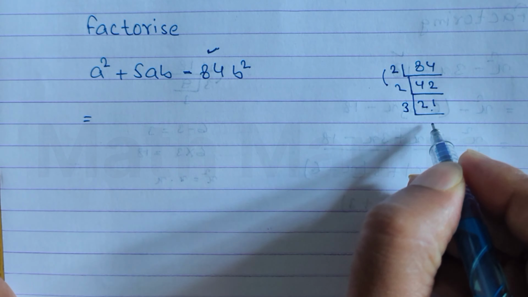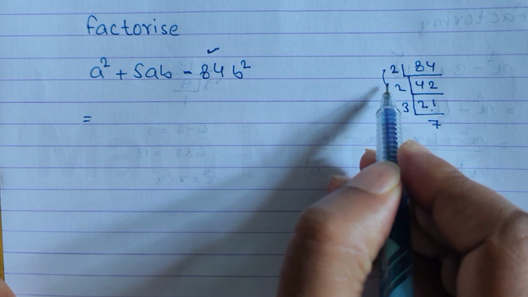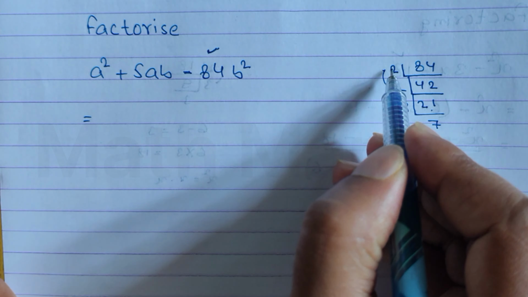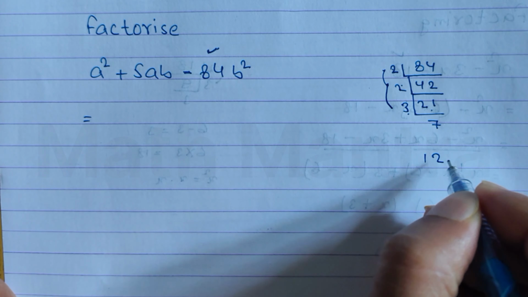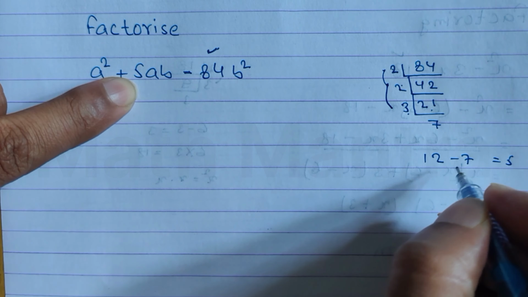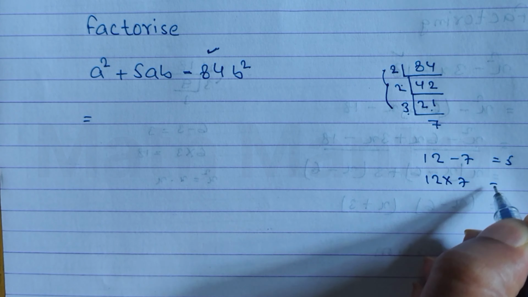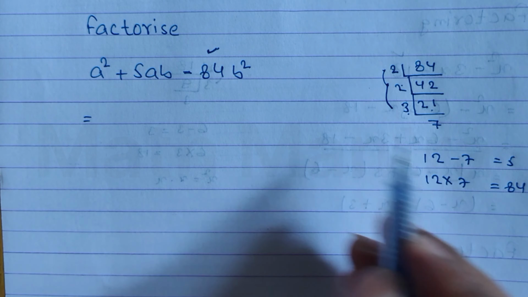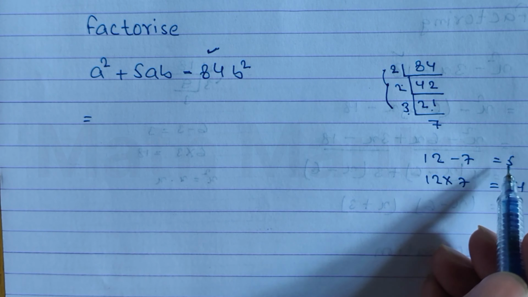So let's take 3. 3 7s are 21, 2 2s are 4, 4 3s are 12. Now 12 minus 7, when you subtract this, how much do we get? We get 5. And when you multiply 12 into 7, we get 84. So while multiplying we need 84 and while subtracting we need 5.